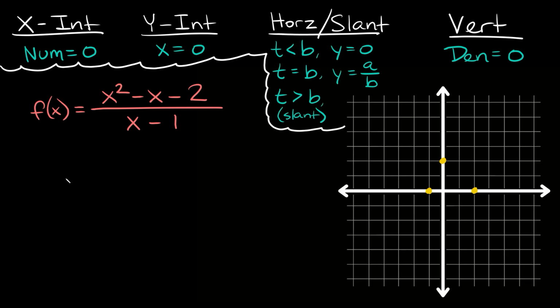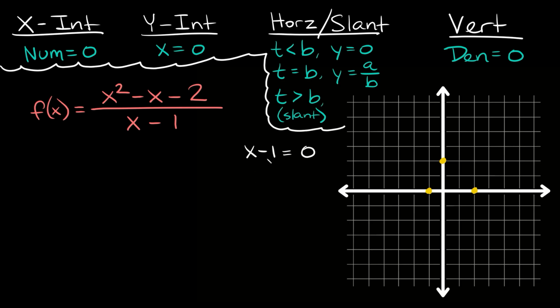But here I'm going to use synthetic division, and I'll briefly go over how to actually do it. So here, again, we want to divide x squared minus x minus 2 by x minus 1. The first thing you want to do is take your denominator, x minus 1, set it equal to 0, and then solve for x.